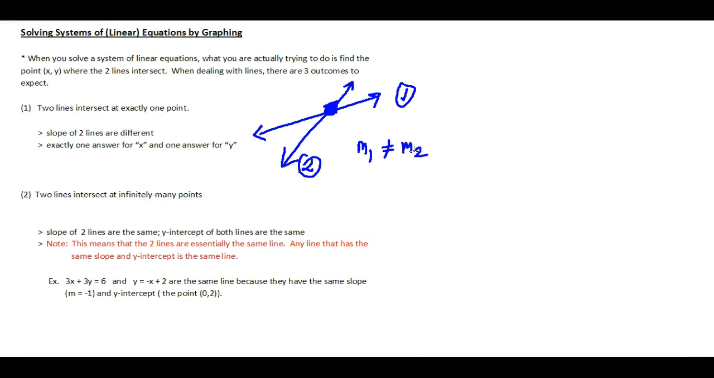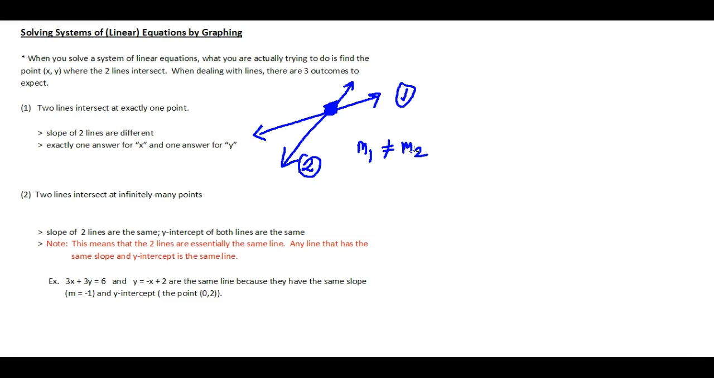One of the things that we can do when looking at systems of linear equations is figure out what the slopes of each of the lines are. In doing it that way, we'll know whether the system will have exactly one answer or not by seeing if the slopes are different.